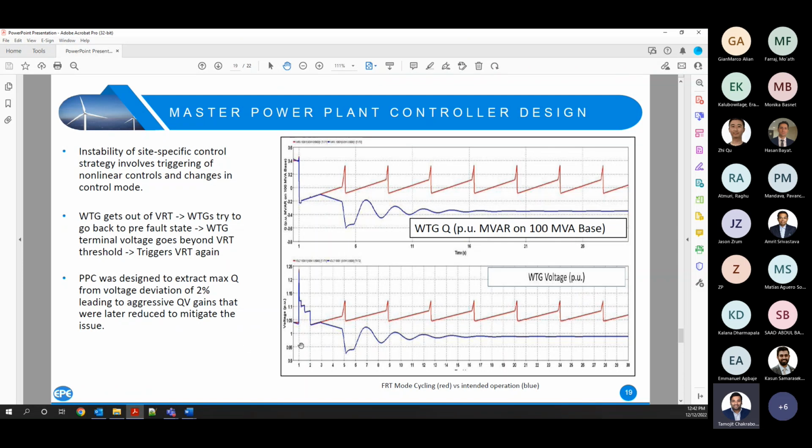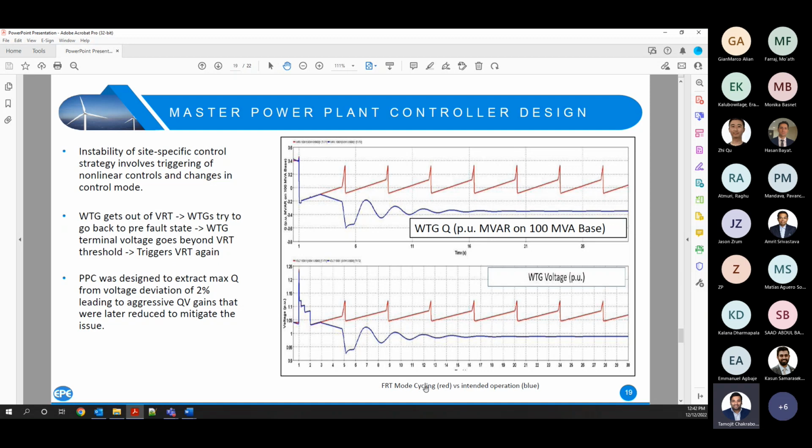So we discussed this with the OEM, and they said that the PPC was not correctly set up at their end, and they had too aggressive QV gains. After discussing and consulting with them, we realized that the gain of one of the generators and the PPCs were not set up properly. And once we tuned it, you can see a much better response.